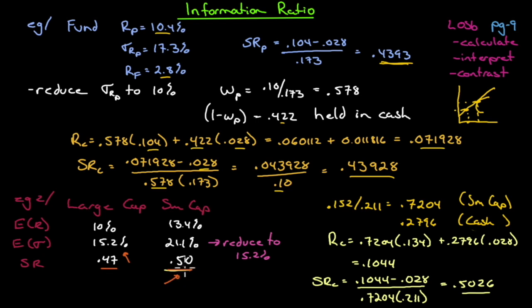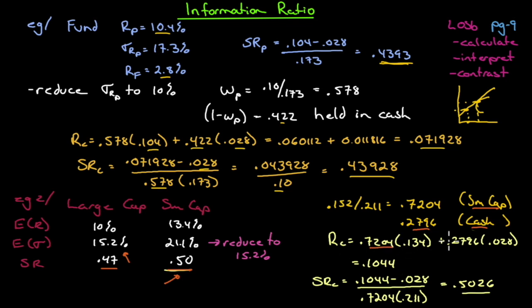Remember, the addition of cash or leverage to a portfolio does not change the Sharpe ratio. So we can change the volatility without changing the Sharpe ratio. So let's go ahead. We want 0.152 instead of 0.211. So we want 0.152 out of a total of 0.211. So 72.04% of our portfolio will be in small caps. The other 27.96% we'll put in cash. What's the return on that combined portfolio?